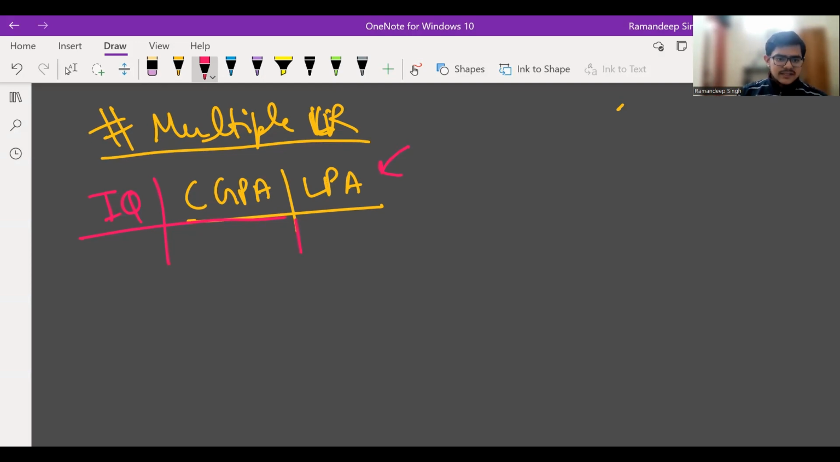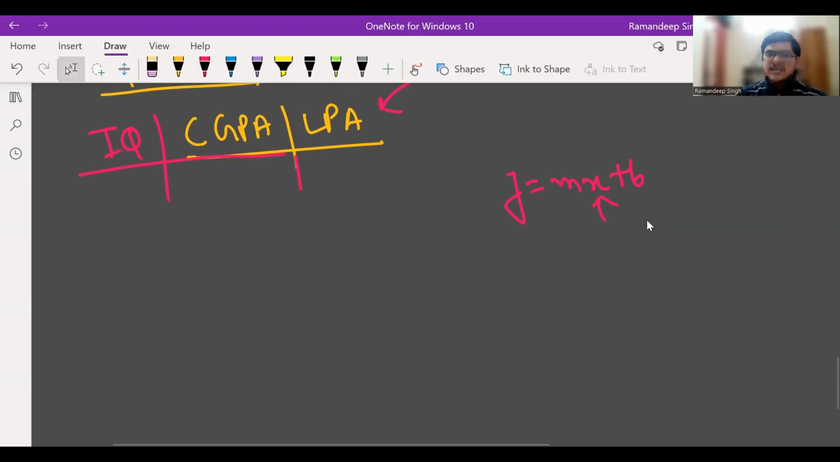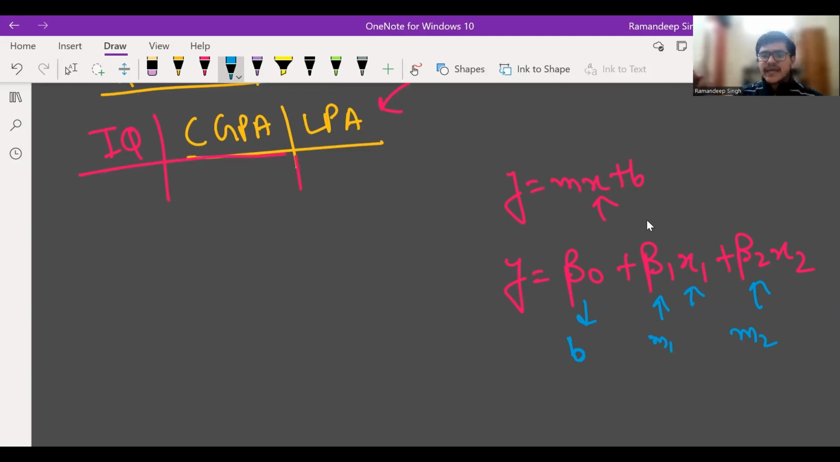Until now the equation of my line was y equals mx plus b, but now, since I have more than one x, that is, input, the equation will change to y equals beta 0 plus beta 1 x1 plus beta 2 x2. So what is this beta 0? It is the b intercept or y intercept. Beta 1 is m1, which is the weight of x1 in determining y. So how much x1 contributes in determining y is defined by beta 1, right? And beta 2 is m2, the slope of my variable x2, that is, how much y is determined by my x2.